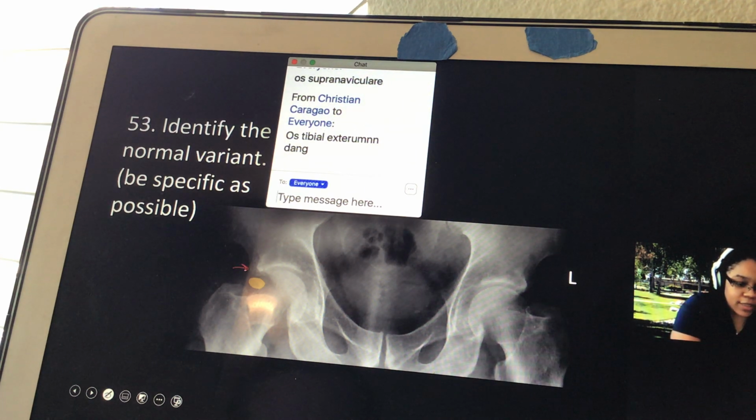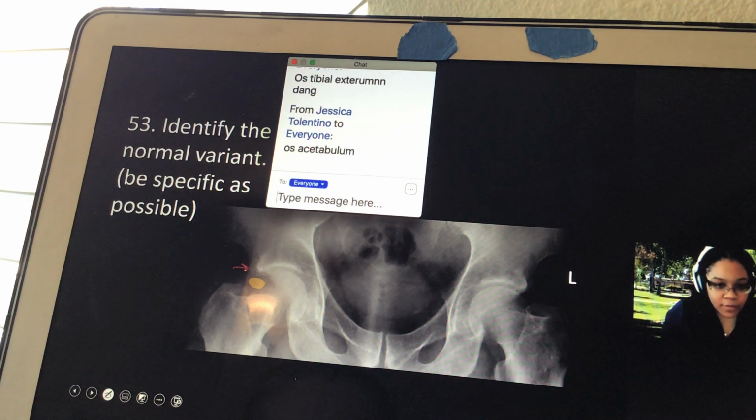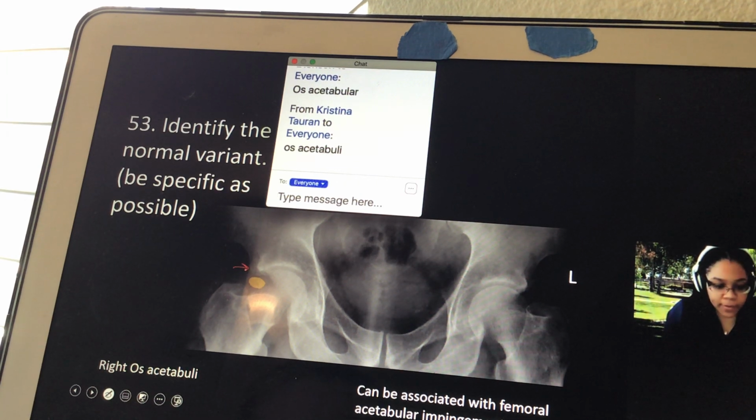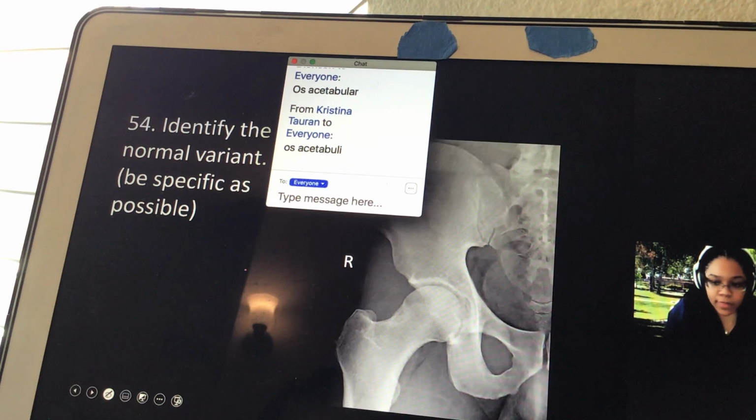This one adjacent to the acetabulum. Yeah, os acetabuli can be associated with FAI. Just know that that's an os acetabuli. That structure there, that little focal lucency.